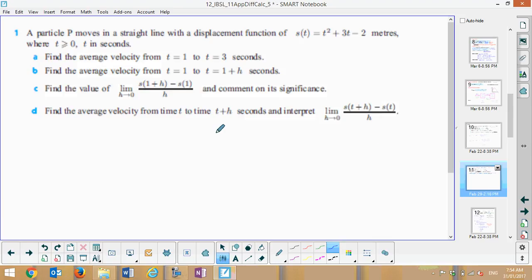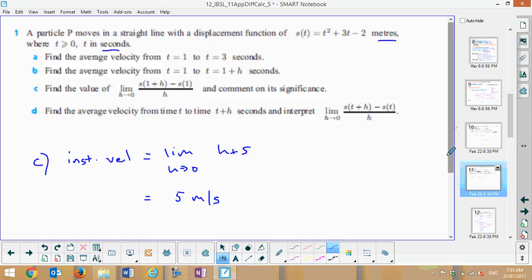You then find the value as you take the limit, which is our instantaneous velocity. It is going to be the limit as h approaches 0 of h plus 5, which is going to be 5. We're talking meters and seconds, so our instantaneous velocity at time 1 was 5 meters per second.